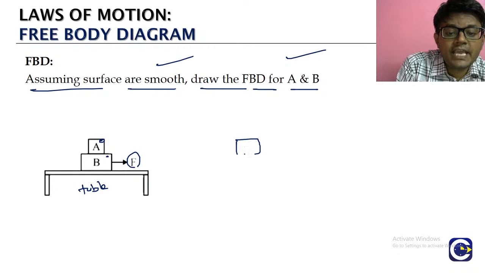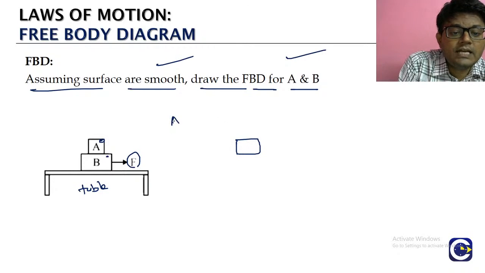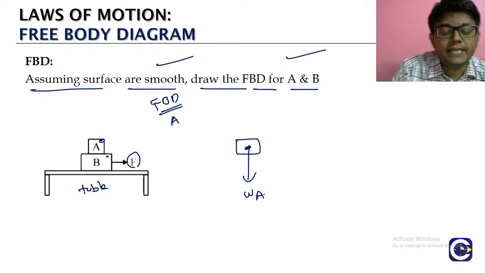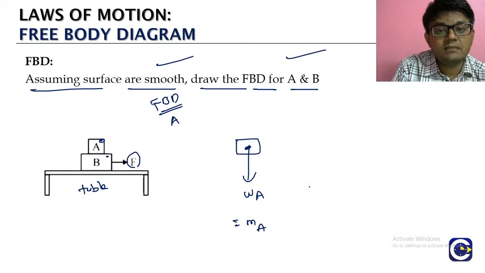So first, where do we begin? Shall we start with A? We will start with the free body diagram for A. On A, there will be its own weight, WA, which will be acting from the center of the body. If you know the mass of the block, say for example MA is the mass of the block, then the weight will be MA into G.